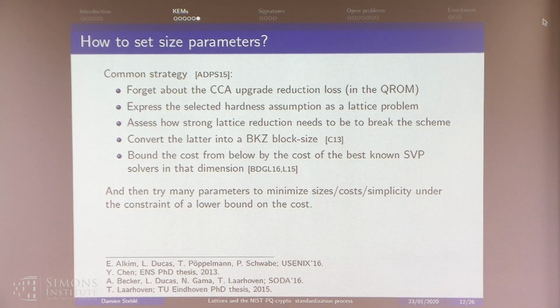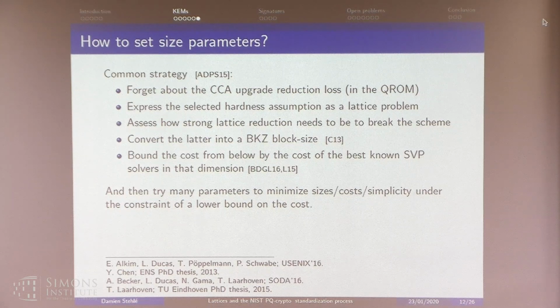Okay, so express the selected hardness assumption as a lattice problem. You translate your LWE type of assumption or NTRU type of assumption as a lattice problem. Then you try to assess how strong lattice reduction needs to be to break the scheme. That translates via Yunlei Chen's PhD thesis into a block size for BKZ. And then you use the cost of the best known SVP solvers in that dimension, which Martin discussed.